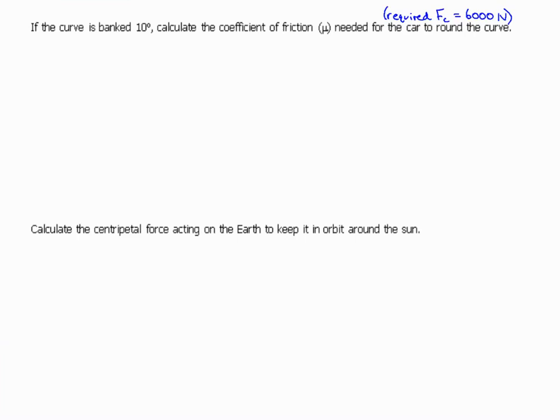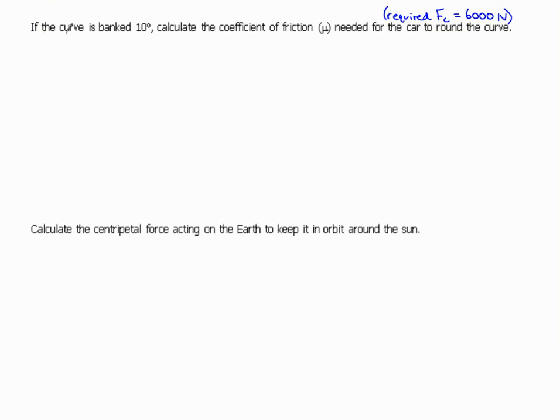Okay, so we're on page 8, and we're going to transition a little bit. Now we're going to start talking about a banked curve. If you look at the bottom of the previous page, a car rounding a curve has two possible sources for the centripetal force. One is friction, that's the tires holding it against the road. The other is gravity, if the curve is banked. And so we're going to look at some questions about a car going around a banked curve.